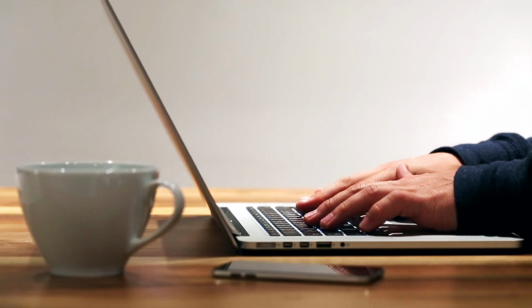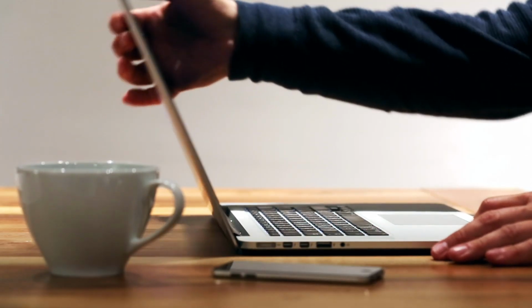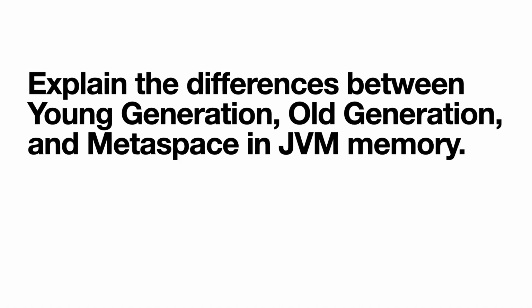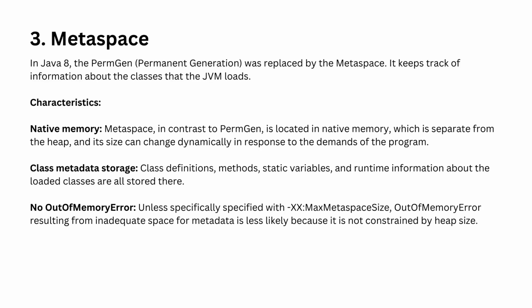Now let's not waste any more time and take a look at the questions. Alright, so the first question is: explain the difference between young generation, old generation and metaspace in JVM memory. Young generation and old generation were already there before Java 8, and metaspace was introduced in Java 8 to replace the PermGen, which was permanent generation, and it stores metadata, as the name suggests, about the classes loaded by the JVM.